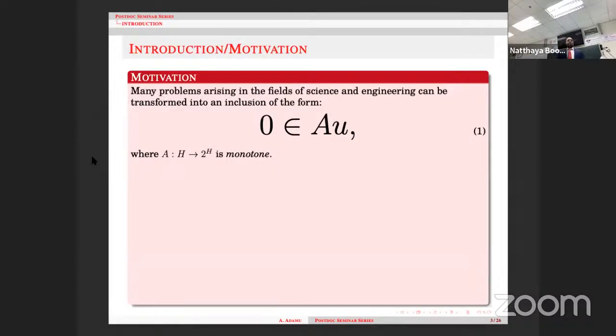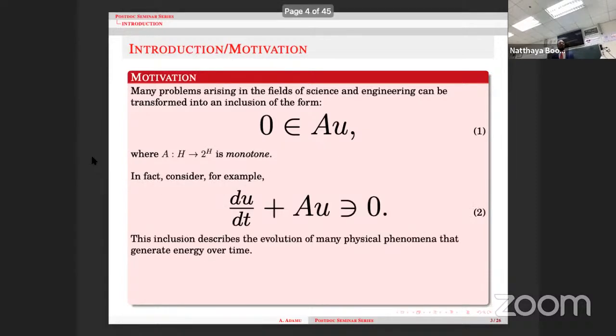Many problems arising in various fields of science and engineering can be modeled as an inclusion of the form (1), where A is a monotone map on a real Hilbert space. In fact, consider, for example, the differential inclusion problem (2), which describes many physical phenomena that generate energy over time. Observe that at equilibrium states, this system no longer depends on time, and hence the derivative is zero. So the inclusion problem (2) reduces to the inclusion problem (1). Hence, solutions of inclusion problem (1) in this case correspond to the dynamical state of the system described in (2).